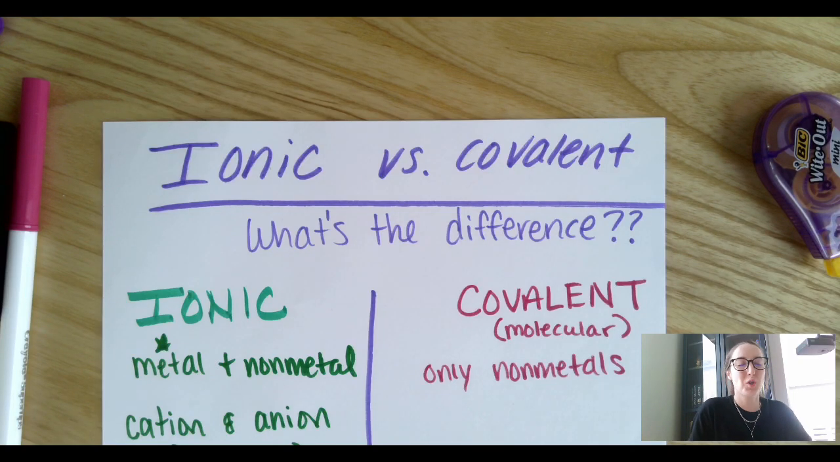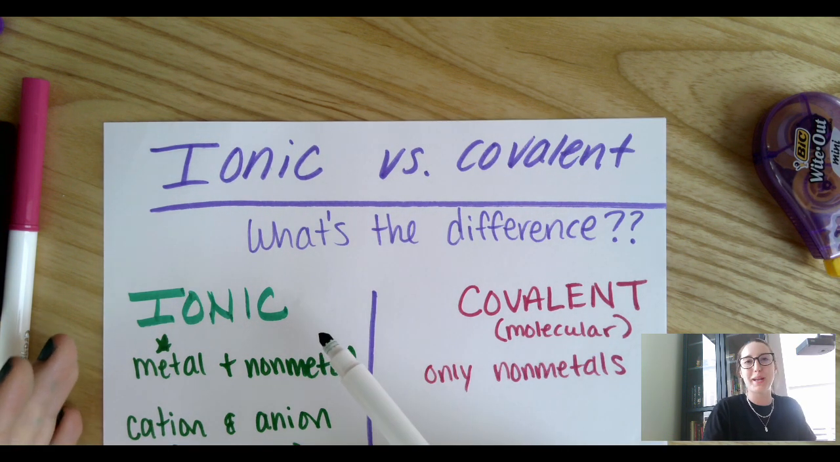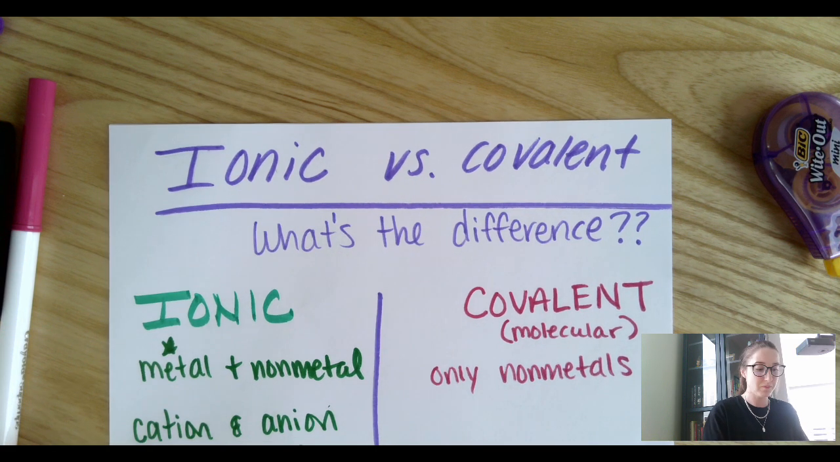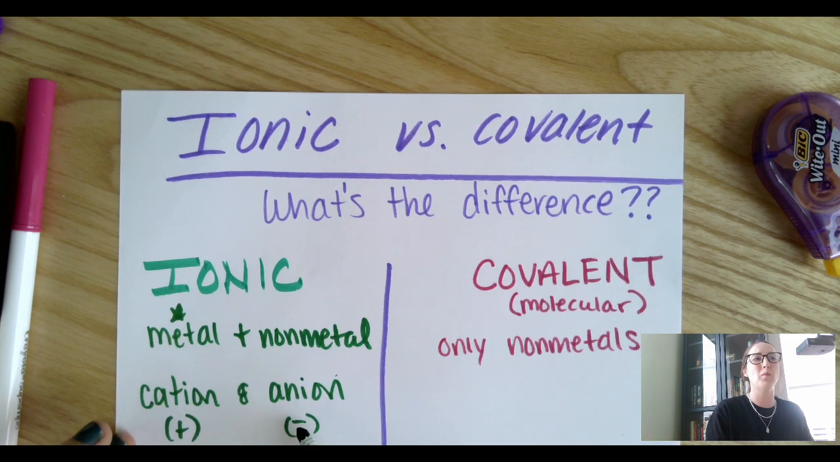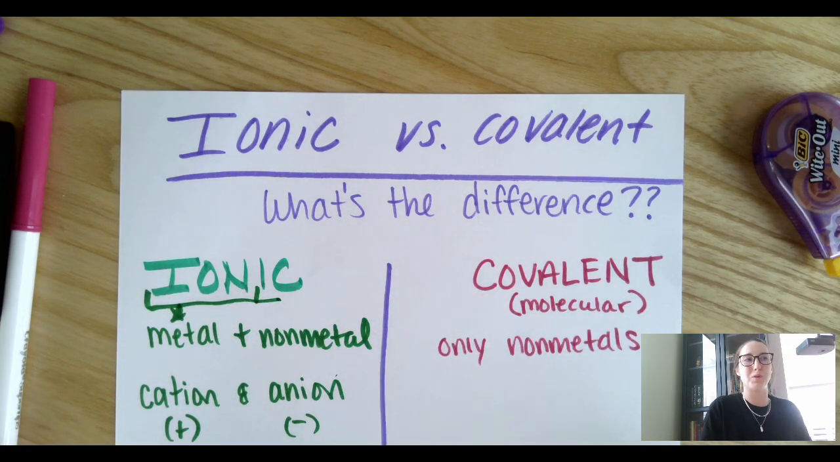Today we are going to quickly cover the idea of figuring out if a bond is ionic or covalent just based off of what it's made of, okay? And what I mean by that is ionic bonds are made up of metals and nonmetals. Another way to word that would be a cation and an anion, meaning we have charges happening. So ionic, you see the root word there, ion means charge. And so metal and a nonmetal.